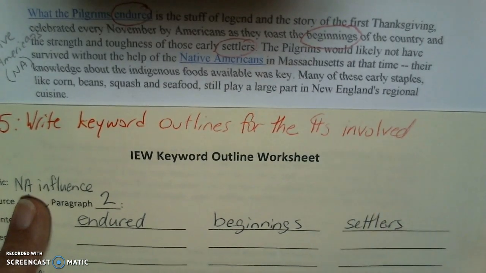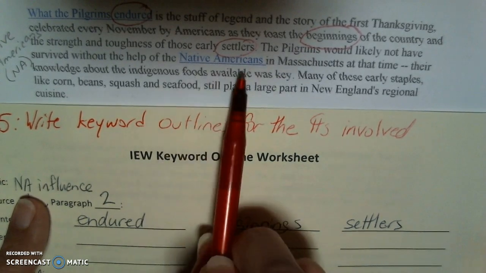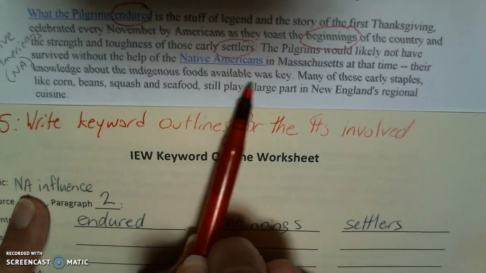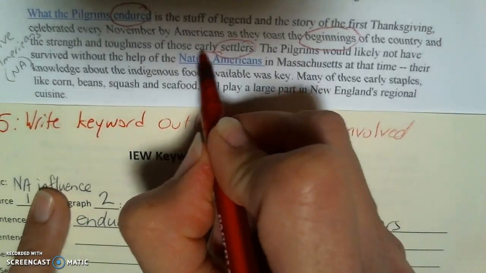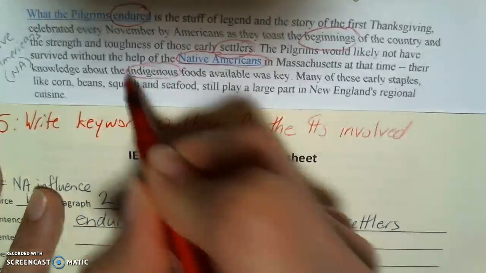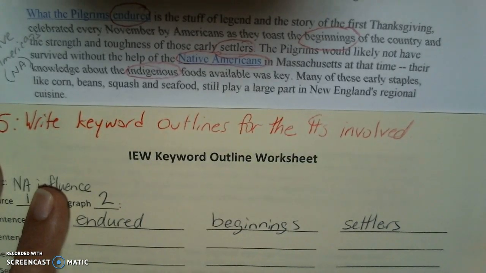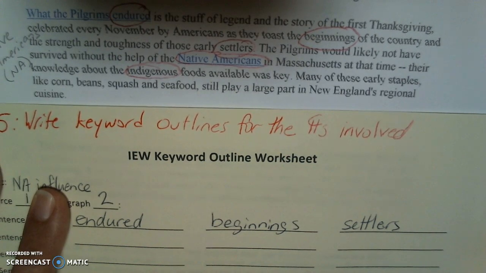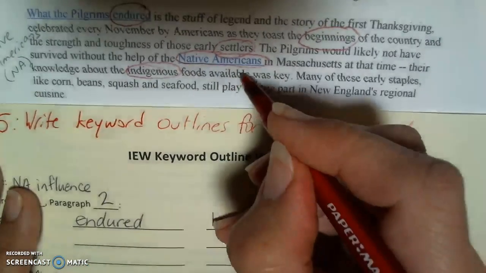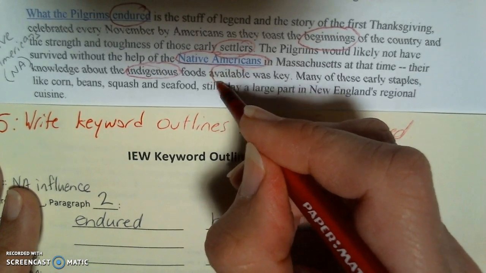The Pilgrims would not likely have survived without the help of the Native Americans in Massachusetts at that time. Their knowledge about the indigenous foods available was key. So Native Americans is going to be critical. I would say indigenous is going to be critical. And then I get a third one. Maybe I could do survived, or I could do available. I think I'm going to do available.